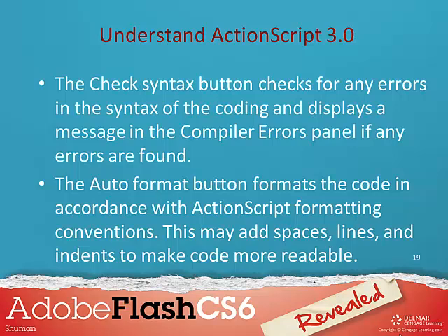Flash provides 2 features that are useful when working with the Actions panel, Check Syntax and Auto Format. Clicking the Check Syntax button checks for any errors in the syntax of the coding, and if found, displays a message in the Compiler Errors panel. This panel appears grouped with the Timeline, Output, Motion Editor panel set. You can use the information in the Compiler Errors panel to help determine what changes need to be made. In many cases, the mistakes are in spelling or the use of special characters. The Auto Format button formats the code in accordance with ActionScript formatting conventions. Clicking the Auto Format button may add spaces, lines, and indents to make the code more readable.